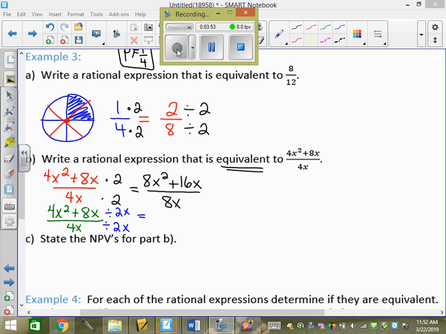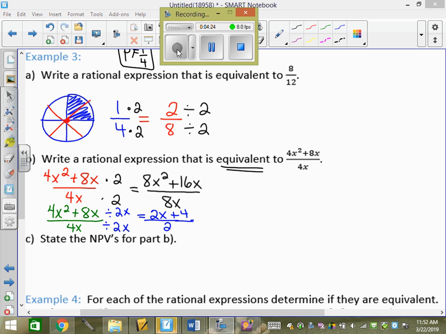So 4x squared divided by 2x is just an x and a 2. Plus 8x divided by 2x is just a 4. And then 4x divided by 2x is 2x. The x and taking it away? Yep, just a 2. Okay.